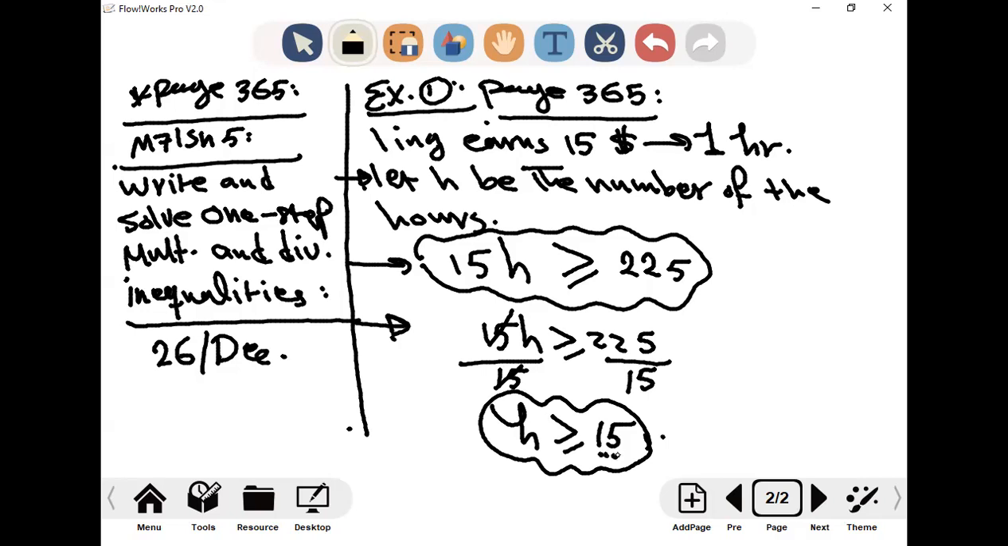This 15 here is different from this 15 here. This 15 is the amount of money she takes each hour. But here, the 15 is about hours. By coincidence we have the same number. Don't mix them up. h more than or equal to 15 means that she needs to work at least 15 hours or more to take $225 or more. Do you understand the answer? Good.